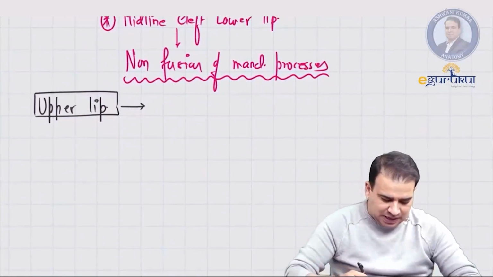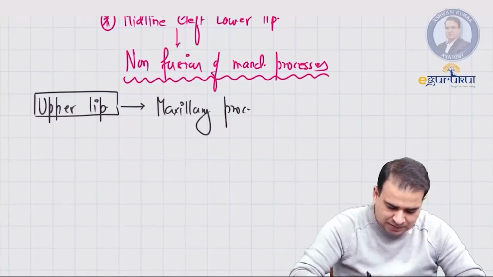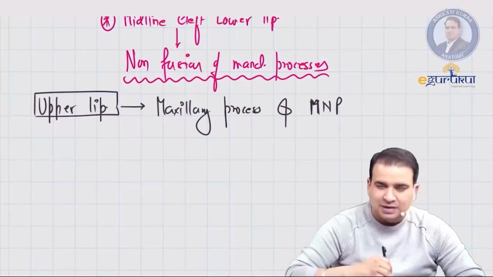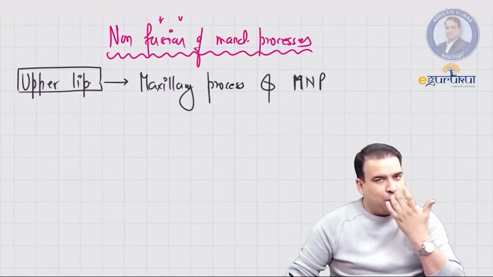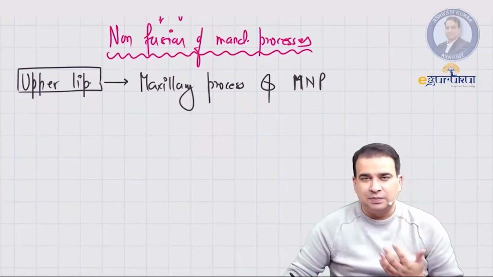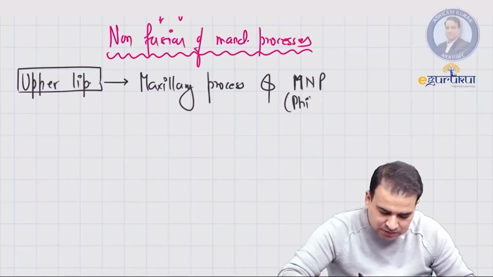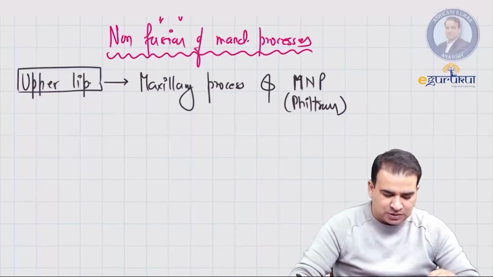So upper lip is derived from the maxillary process and the medial nasal process. I'm writing MNP, that is medial nasal process. And if you look at the upper lip, what part of the upper lip will be from the medial nasal process? Well, it's the philtrum which is formed by the medial nasal process. The philtrum portion of the upper lip is by the medial nasal process.